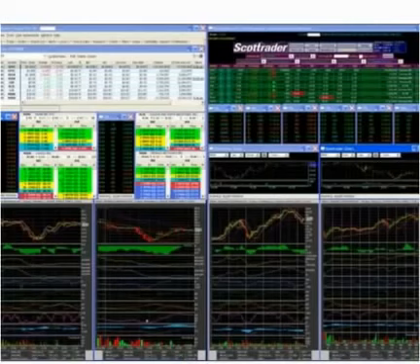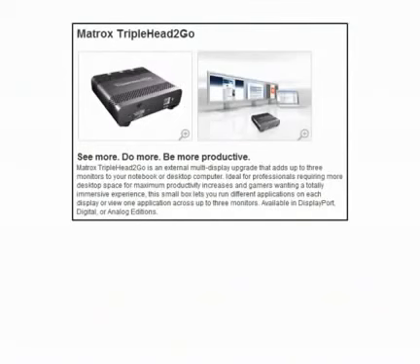If you don't have more than 1 monitor on your computer, in order to day trade effectively you need more than one, and this piece of hardware here I highly recommend. It has 1 input and 3 outputs, so you can have 3 monitors instead of just 1.